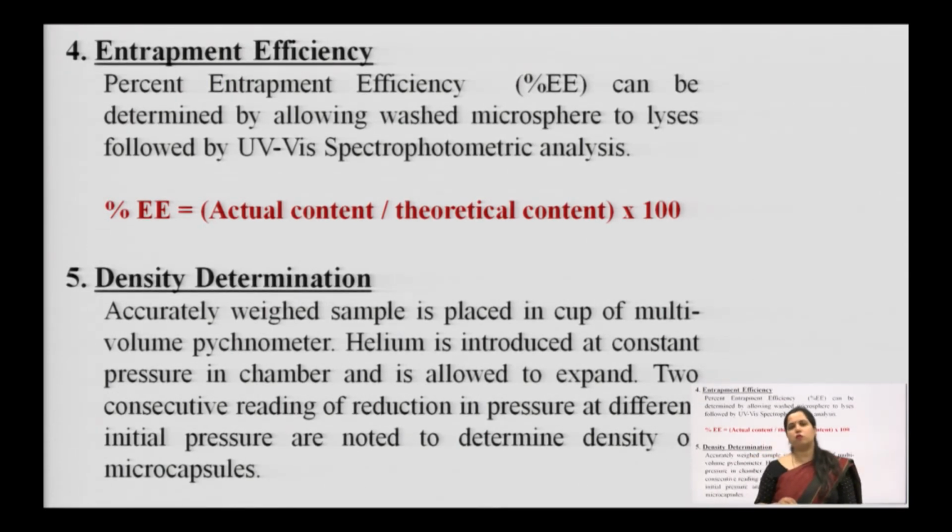So, actual content means how much content you have received through UV analysis, and theoretical, say you use 100 mg of drug in the system. Initially you have added 100 mg of any drug of which you are making microsphere in the system during manufacturing. So, this is how you can calculate entrapment efficiency. From the theoretical yield, you will get the percentage of drug entrapped within the polymer system.